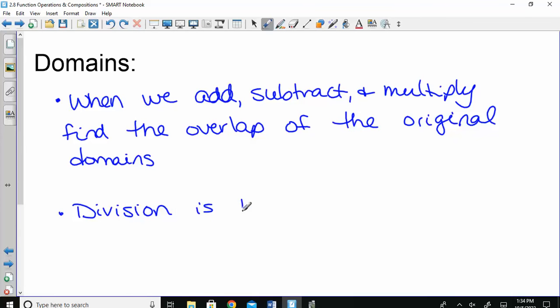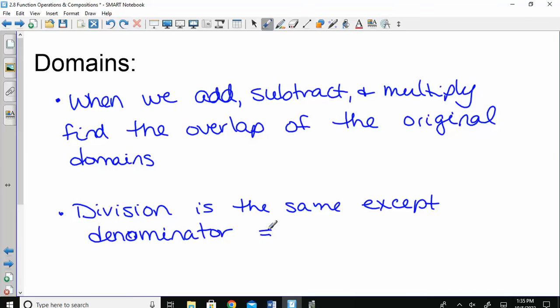Division is the same, except we also have to make sure that the denominator is not 0. And I'm going to do an example to kind of illustrate this a little more. But when I ask you to do multiple calculations, the domain is the exact same when you add, subtract, and multiply. And when we divide, it's the same, except we may also have to exclude one more value because the bottom of a fraction can't be 0.